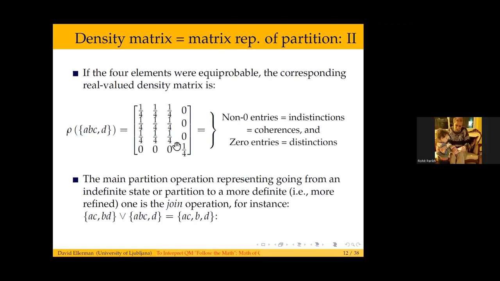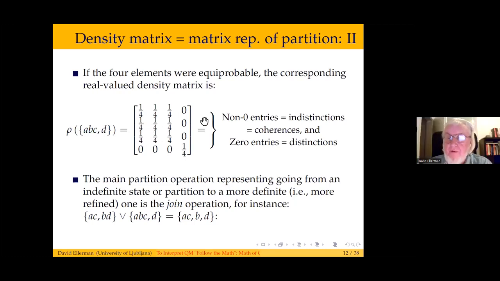I have a question. Here, the 1/4, 1/4, 1/4 are all equal, but could it be possible that you have A, B, C indistinguishable, but A is bigger and B and C are smaller, or no? Yeah, you can have any point probabilities you want.